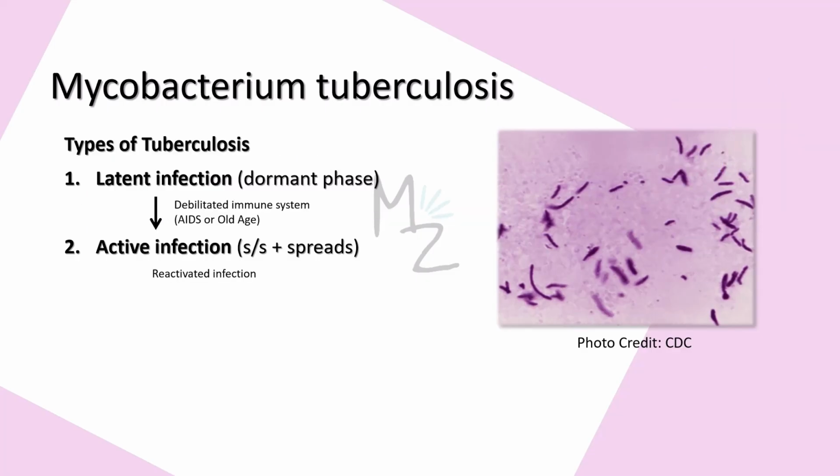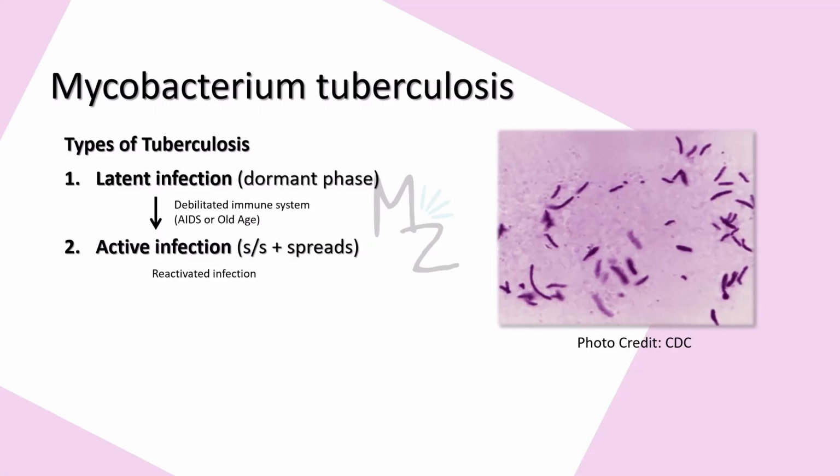There are two types of tuberculosis. Number one, the latent infection. It can be the primary infection when the person gets the infection and shows mild signs and symptoms. Or it can be the infection where the person gets the infection and the bacterium lives in its dormant stage. So this is the dormant phase.